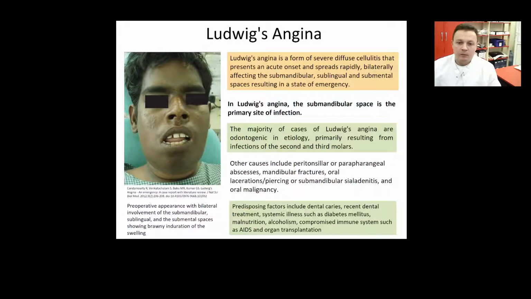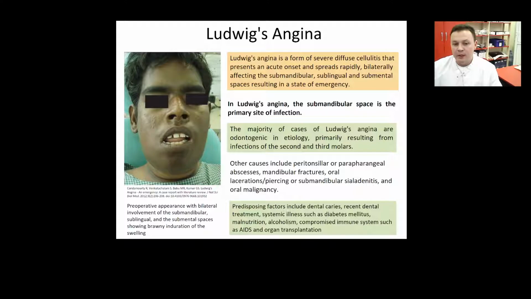Ludwig's angina is a form of severe diffuse cellulitis that presents with acute onset and spreads rapidly, bilaterally affecting the submandibular, sublingual, or submental spaces, resulting in a state of emergency. In Ludwig's angina, the submandibular space is the primary site of infection.